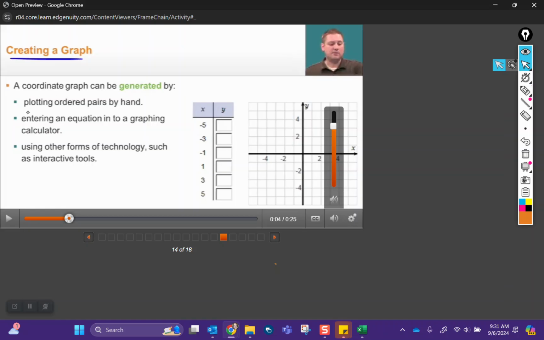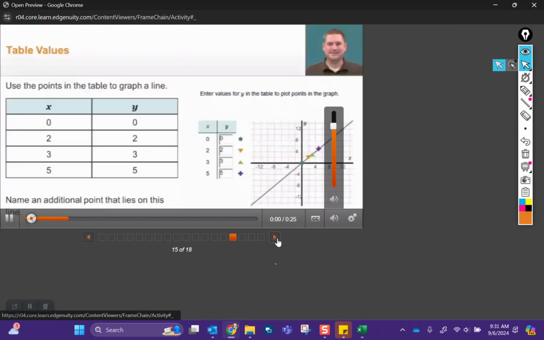So plotting ordered pairs by hand, that's a lot of what we do in my class. We don't do much with graphing calculators, and you really don't until you get to some higher level math. I used a ton of graphing calculators in college because it wasn't how to graph a line that I needed to know. It was get all these lines graphed and then start talking about some other things. We were trying to quickly graph lines using a graphing calculator.